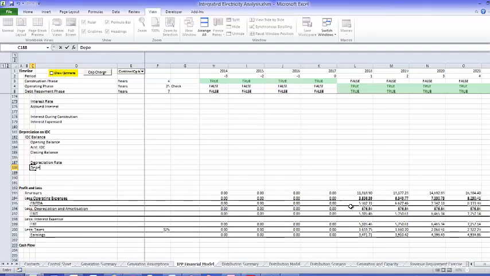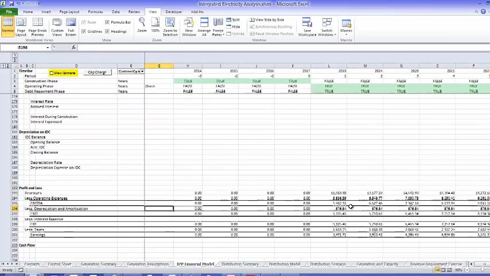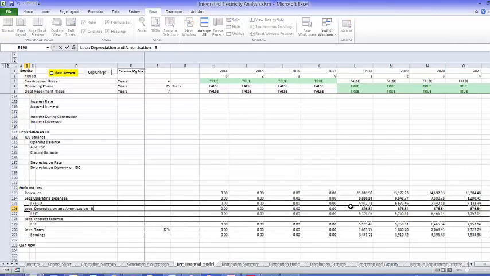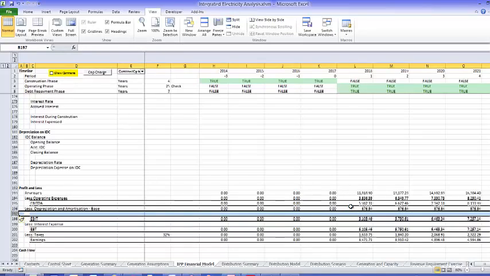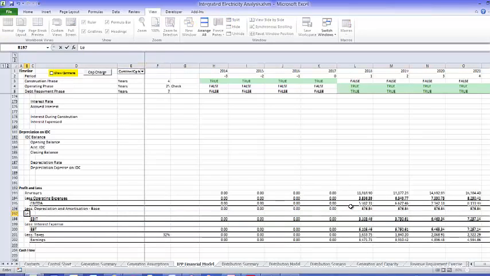And then we can get the depreciation expense on the IDC. And down here, when we have depreciation and amortization, I'm going to rename that depreciation and amortization the base. And let's add another, put less depreciation on the IDC. Okay. And our interest expense, we just have, don't bark. Then we have our interest expense.